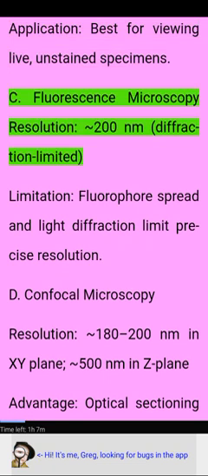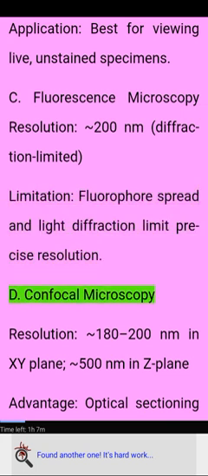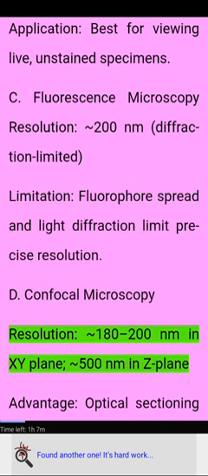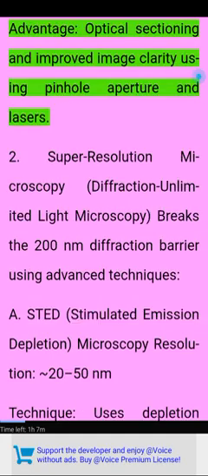C. Fluorescence microscopy. Resolution, approximately 200 nanometers, diffraction limited. Limitation, fluorophore spread and light diffraction limit precise resolution. D. Confocal microscopy. Resolution, approximately 180 to 200 nm in the XY plane, approximately 500 nanometers in the Z plane. Advantage, optical sectioning and improved image clarity using a pinhole aperture and lasers.